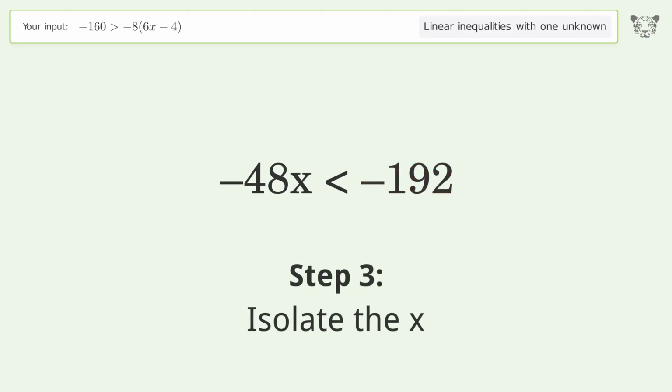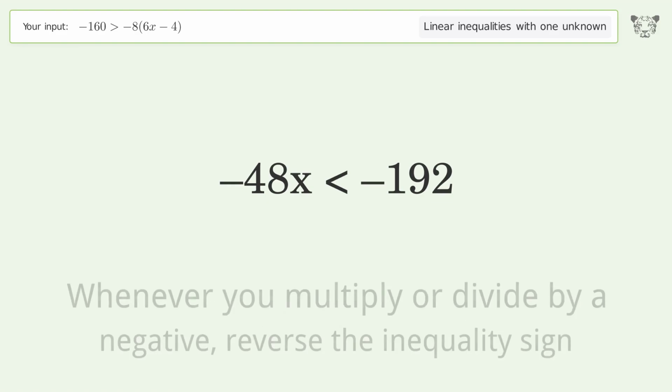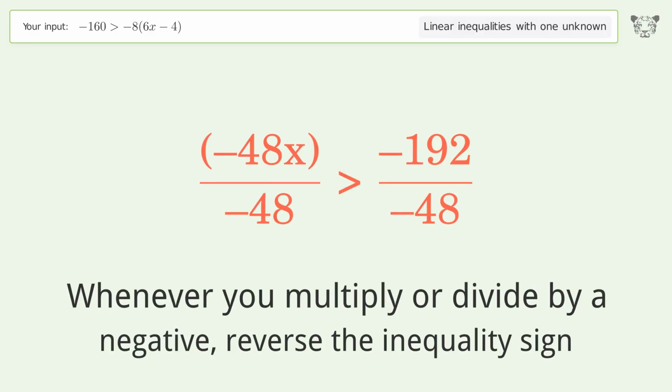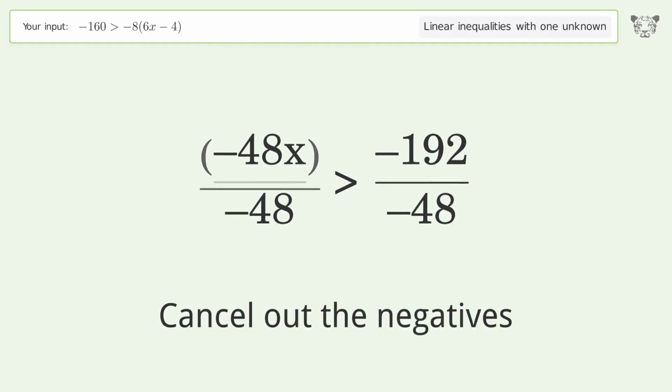Isolate the x. Divide both sides by -48. Whenever you multiply or divide by a negative, reverse the inequality sign. Cancel out the negatives.